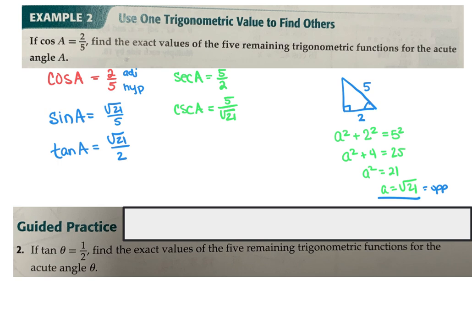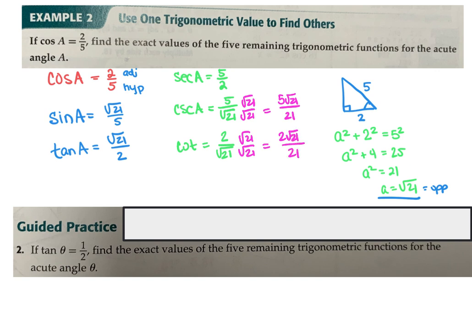Yeah, I have a radical on the bottom, so we need to rationalize that. Multiply top and bottom by your radical: 5 square root of 21 over 21. And then my cotangent is going to be the reciprocal of tangent. Again, we don't want to leave a radical on the bottom, so we're going to rationalize that as well.